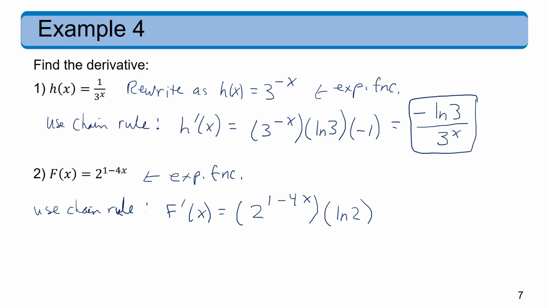Now we multiply by the derivative of the inner function, 1 minus 4x. That derivative is negative 4. And then just to make this look a little nicer, I'll put negative 4 first, natural log 2 second, and then the exponential part. We should probably add some parentheses, otherwise you might think it's natural log of 22, right? So maybe putting them here would work, right?